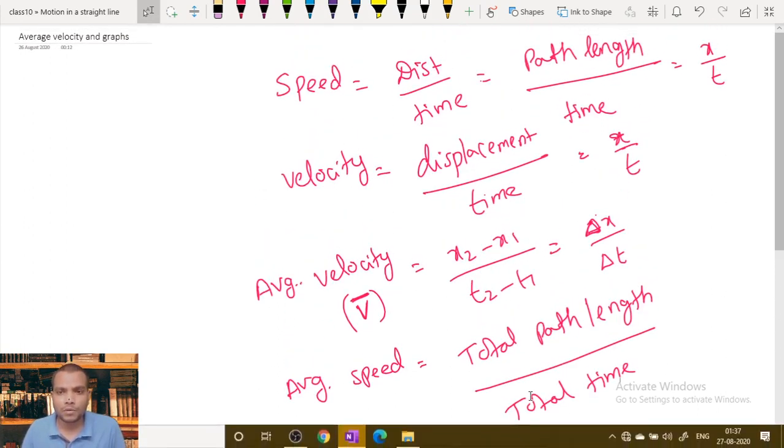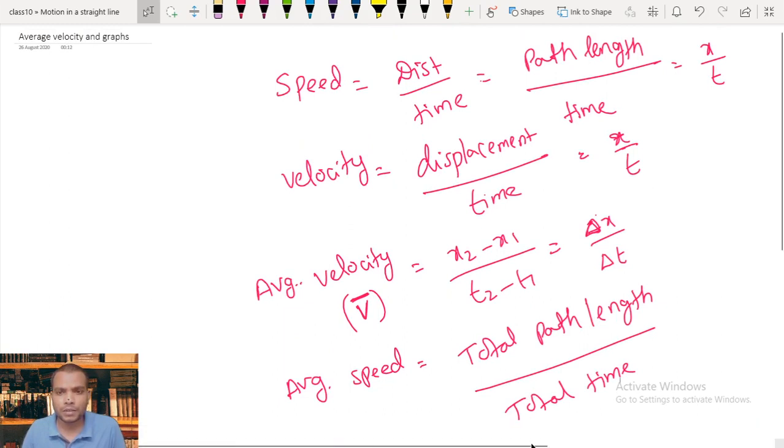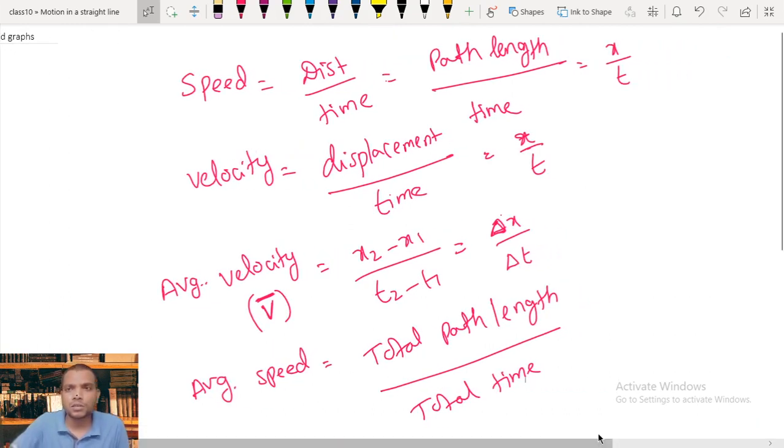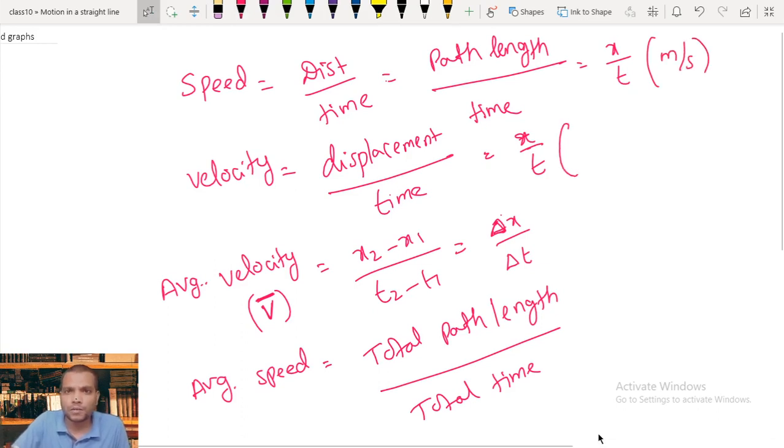If I talk about units, speed units are meter per second, velocity also meter per second, average velocity, everything is meter per second.